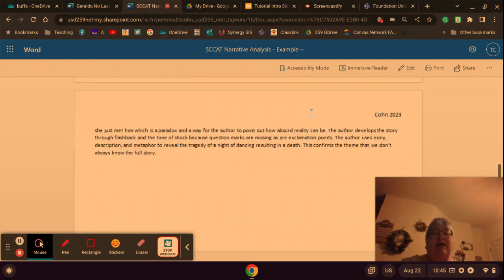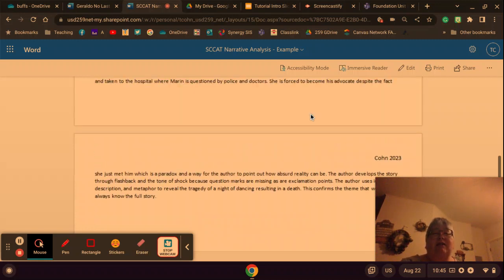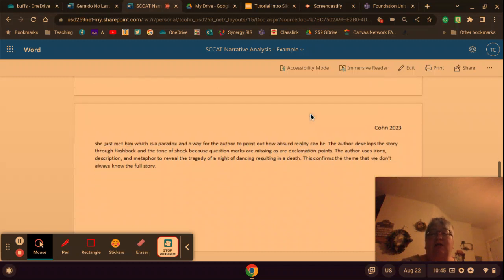She is forced to become his advocate, despite the fact she just met him, which is a paradox and a way for the author to point out how absurd reality can be. The author develops the story through flashback and the tone of shock because question marks are missing, as are exclamation points in the text. The author uses irony, description, and metaphor to reveal the tragedy of a night of dancing, resulting in a death. This confirms the theme that we don't always know the full story.